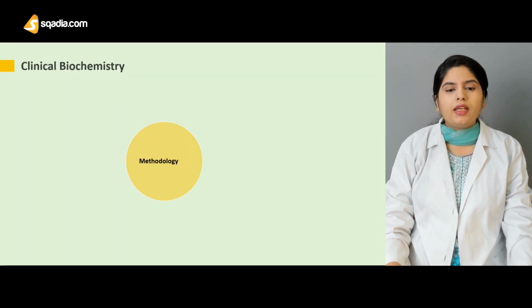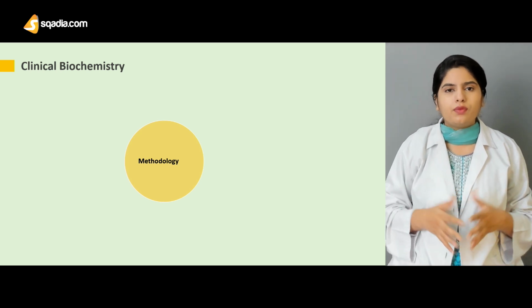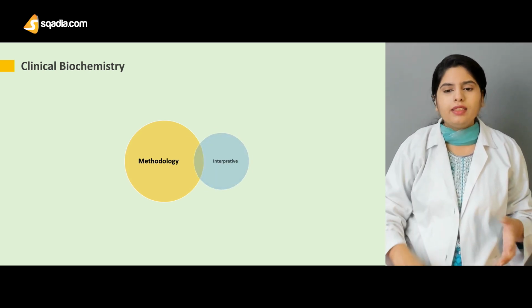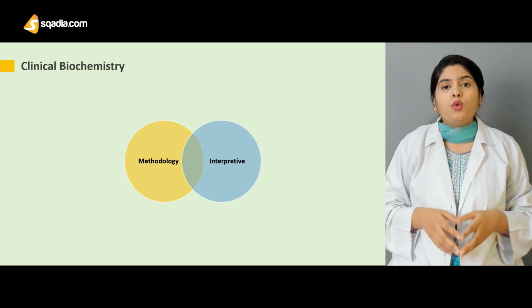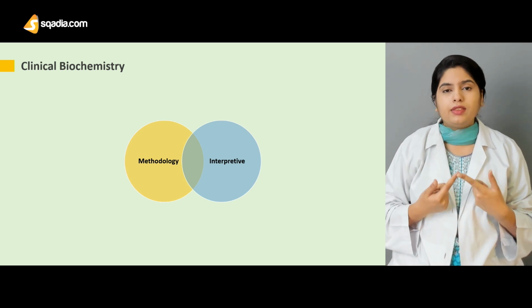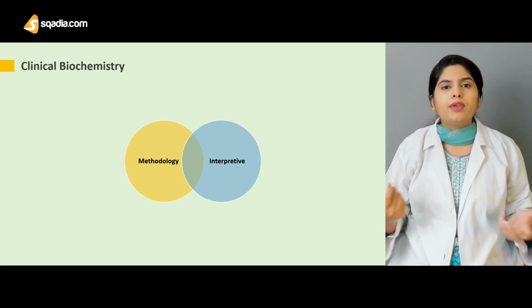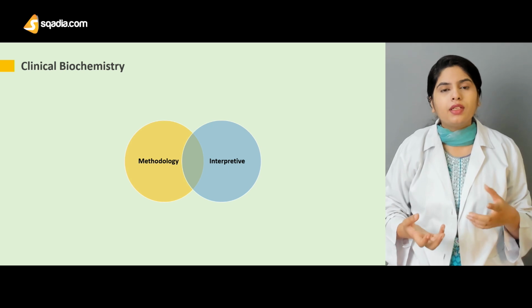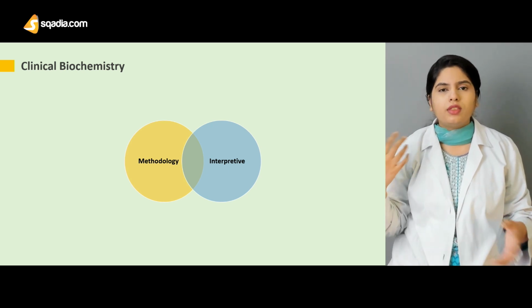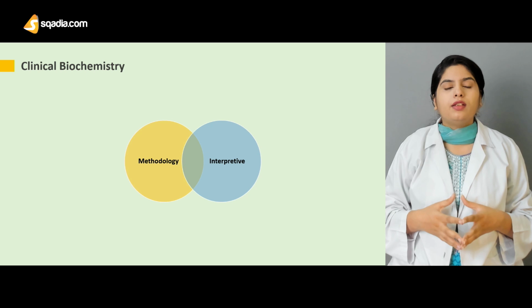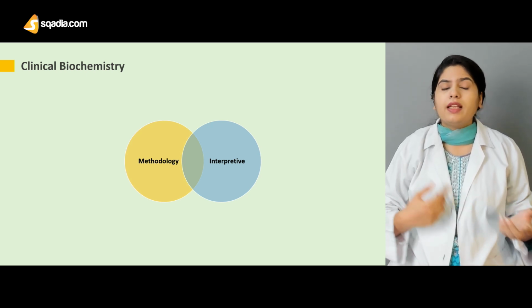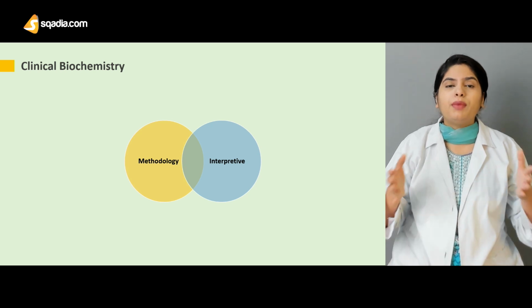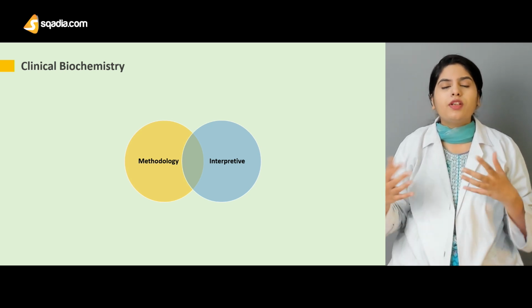Now, clinical biochemistry basically has two aspects. The first one is the methodology, and the second one is the interpretive. Methodology means the whole process of the testing: taking the sample, analyzing the sample, running it in different instruments, and using different instruments to carry out the chemical reactions and assays. All of these come in the methodology. And then there is the interpretive.